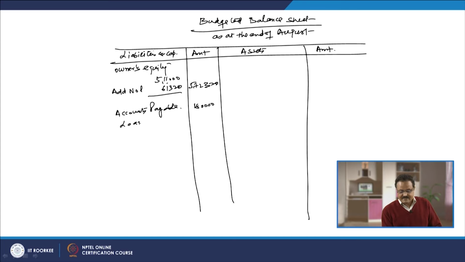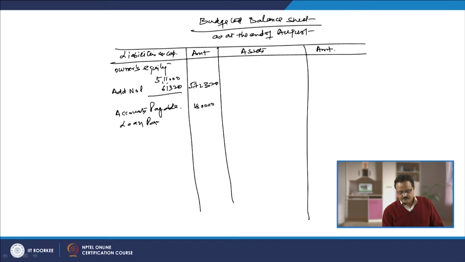Others are loan payable. How much loan is left now? We have borrowed 3,18,000. How much have we returned till now? 2,12,000 plus 61,000. So, the balance of the loan payable is 45,000.